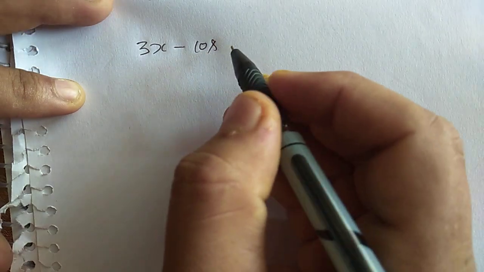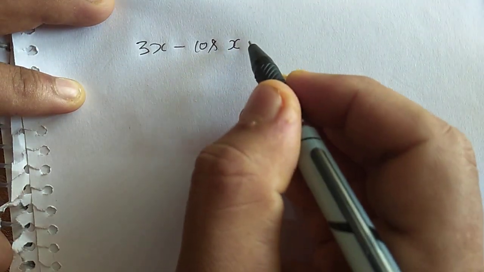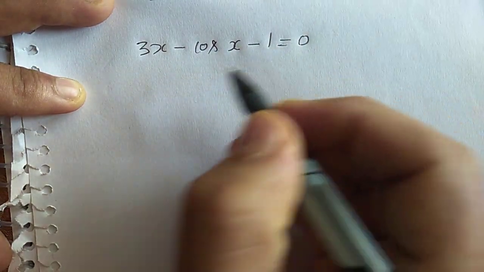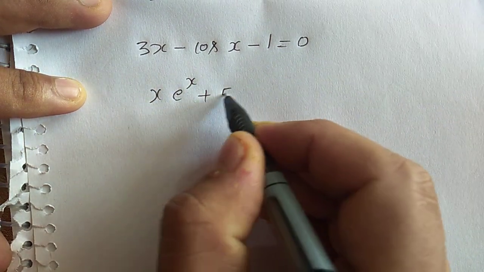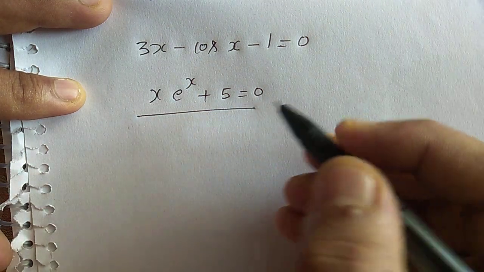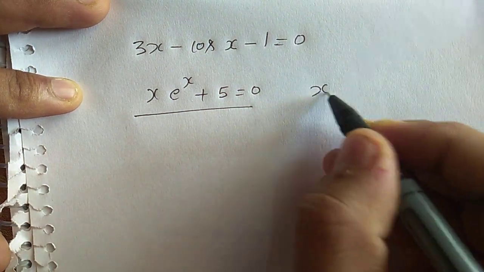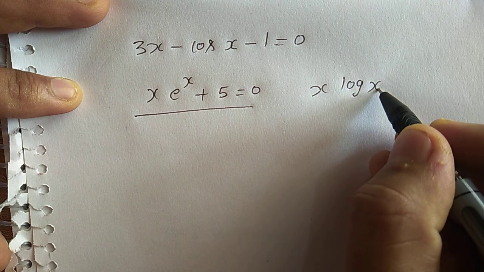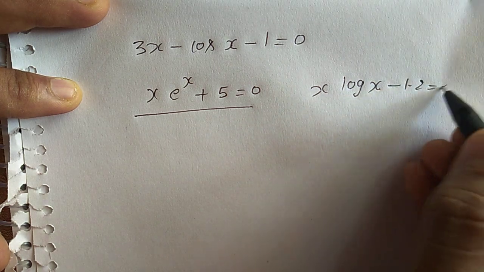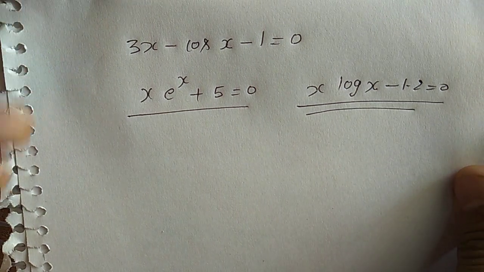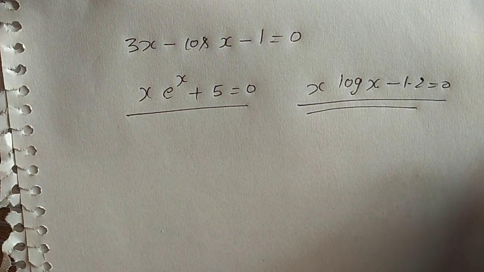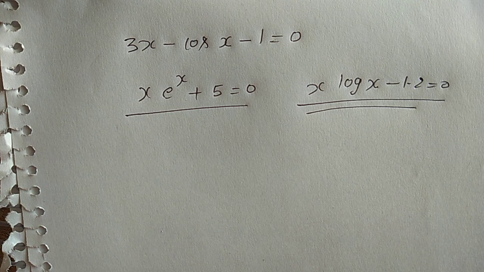3x minus cos x minus 1 equal to 0, or x e power x plus 5 equal to 0, or x log x minus 1.2 equal to 0. So these equations are transcendental equations which involve the exponential function, trigonometric function and log function.